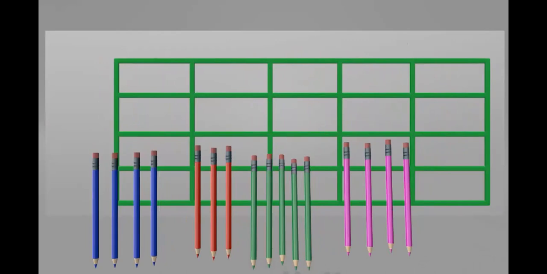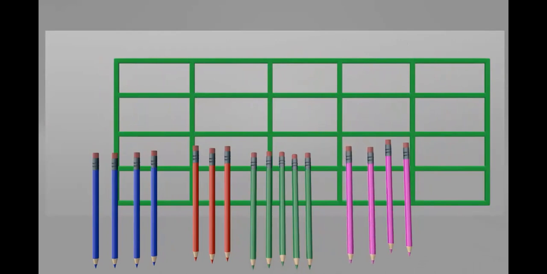Now let's count the red pencils. We have 1, 2, 3 red pencils. Here we have 1, 2, 3, 4, 5 green pencils. Last, we have the pink pencils to count. There are 1, 2, 3, 4 pink pencils. Great! Now we have our data to put into the picture graph.